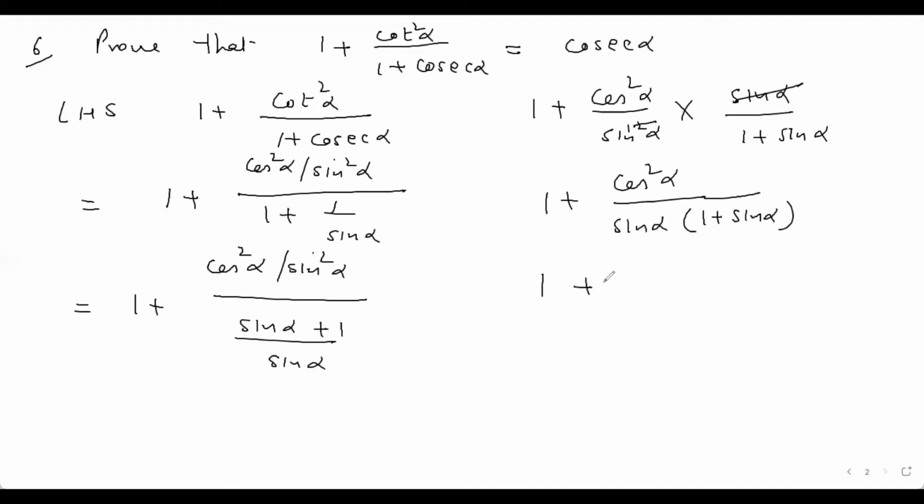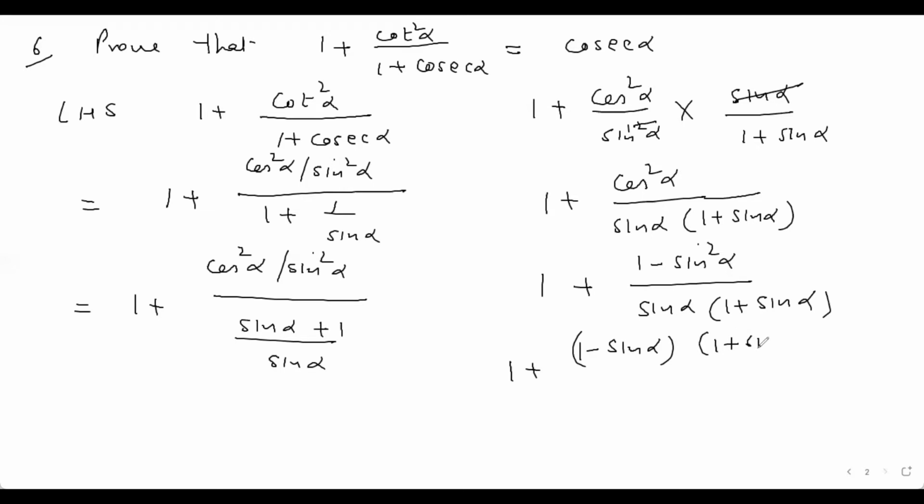Now 1 + cos²α, write it as 1 − sin²α. So sin α (1 + sin α). Now 1² − b² is (1 − sin α)(1 + sin α), so this is equal to (1 − sin α)(1 + sin α) upon sin α (1 + sin α). This and this cancel.